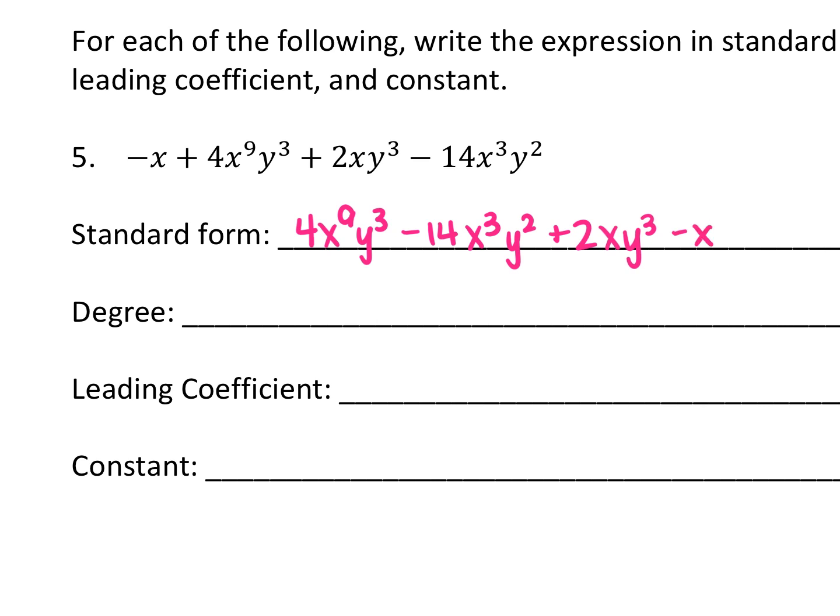Your degree on this comes from the first term. The power on that term we said was 12 because we add the powers. The leading coefficient also comes from the first term in standard form, which would be 4. And the constant would be the number that doesn't have the letter attached to it, which in this case would be 0 or none. I would take either one.